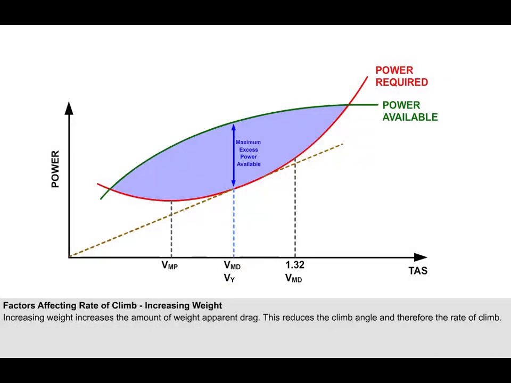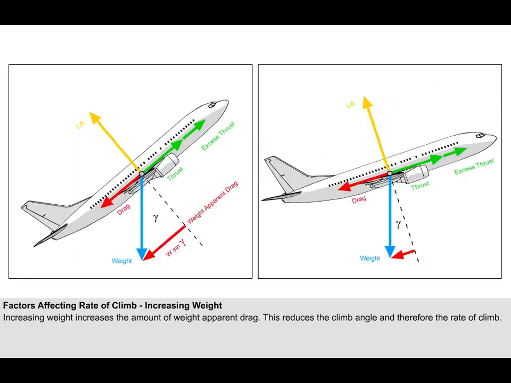Let us now examine what factors can influence the rate of climb. The first of these factors is aeroplane weight. You may recall that an increase in weight creates more weight apparent drag, which reduces the angle of climb. For any given airspeed, if the angle of climb reduces, then so will the rate of climb, because they are fundamentally linked.